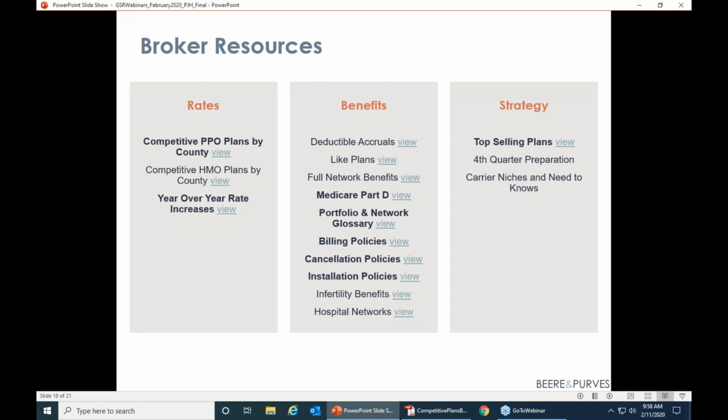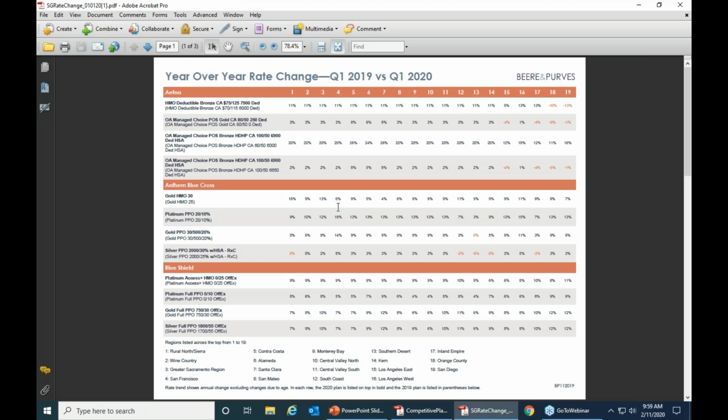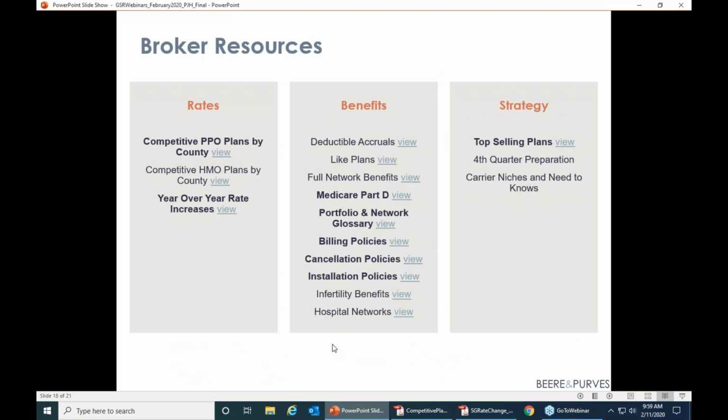The resources I mentioned, again, we want to talk about how to save time and increase efficiency. We showed you the competitive plan by county. We have one for a PPO, and we have one for the HMO. Oftentimes the groups are going to ask you, what was my rate increase year over year? When you go here, this will actually break down from 19 to 20 based on plan designs on the 19 rating regions, what the increase was for the most popular plans year over year. So you can see this at a glance, what the rate increases were by rating region by the most popular plan types. So this is helpful to have in your back pocket.